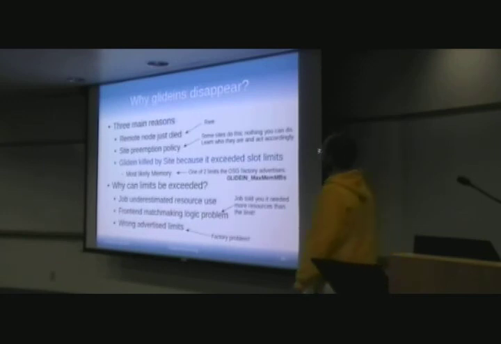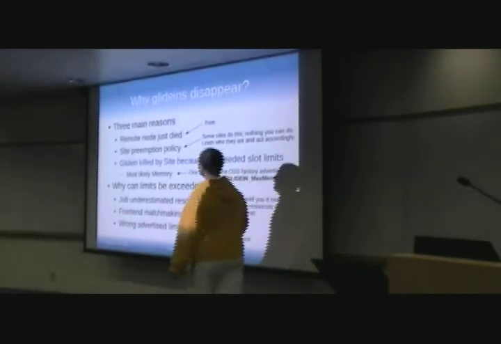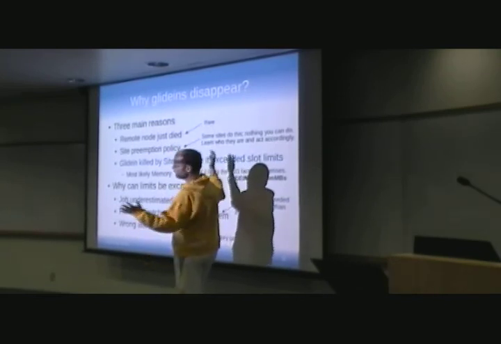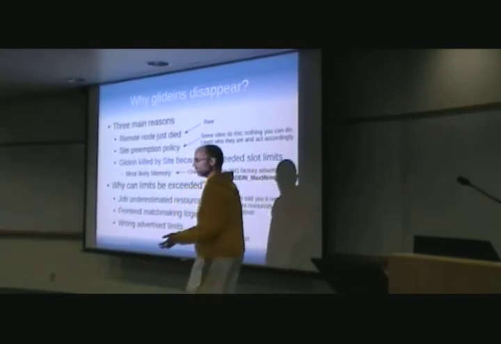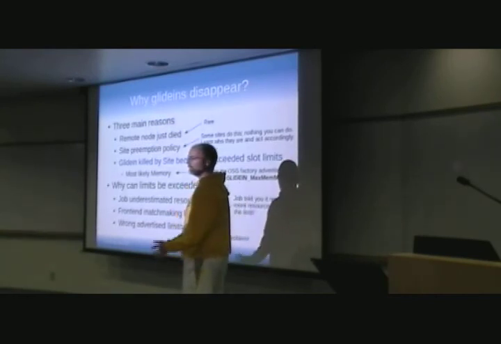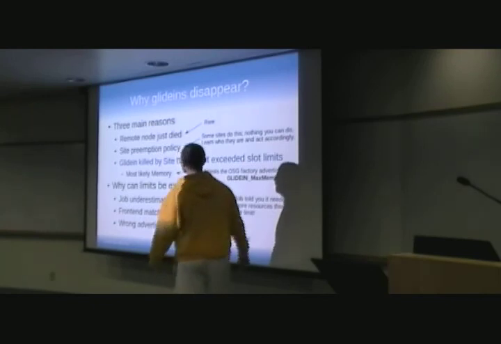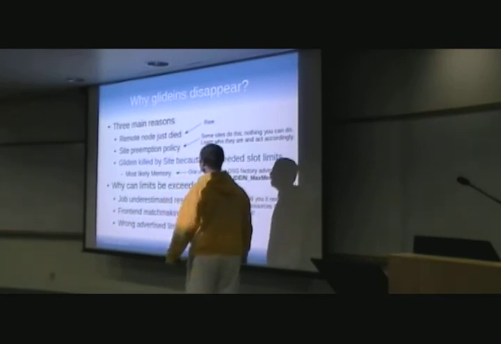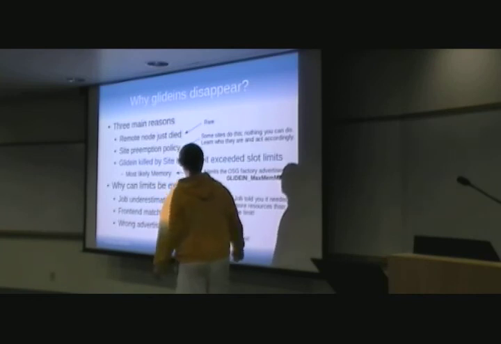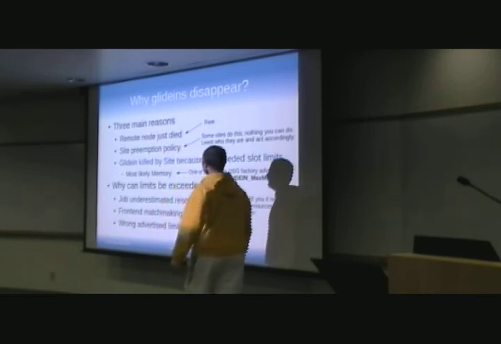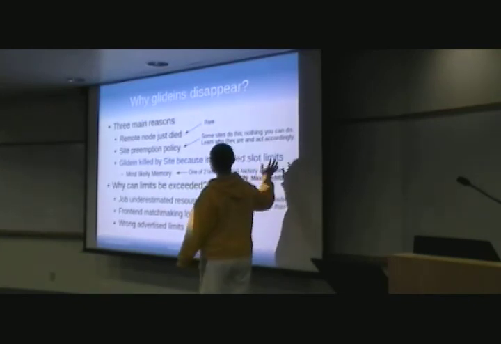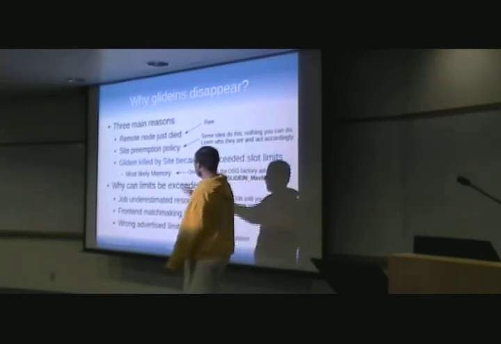So why do glideins disappear? Three main reasons. The remote node just died, which is rare. Site preemption policies. Some sites are just preemption happy, and there's not much you can do about it apart from avoiding them, if you really care. Or they just waste their own resources, and as long as you're not billed for them, it's fine. Or the glidein is killed because it exceeded slot limits. And the most likely slot limit, apart from time, is memory.